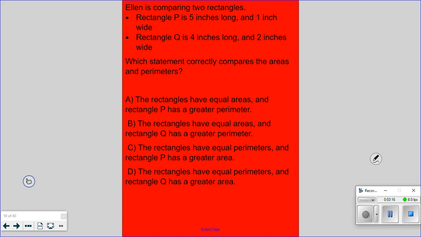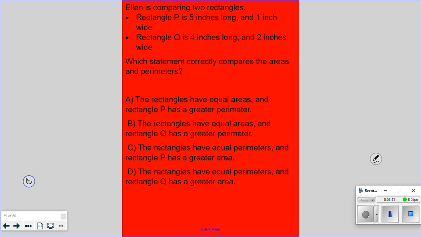It says Ellen is comparing two rectangles. Rectangle P is 5 inches long and 1 inch wide. Rectangle Q is 4 inches long and 2 inches wide. Which statement correctly compares areas and perimeters? That's a lot. That's a lot of words.